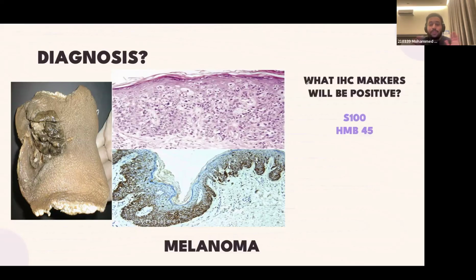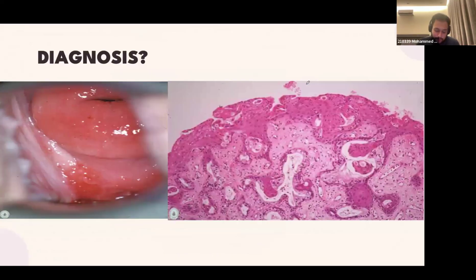You will get this in MCQ. More than 100% you will get these two, and it will tell you HMB positive, what is the disease, or cytokeratin positive, S100 negative, what is the disease, and you'll know. Okay? Memorize these markers.